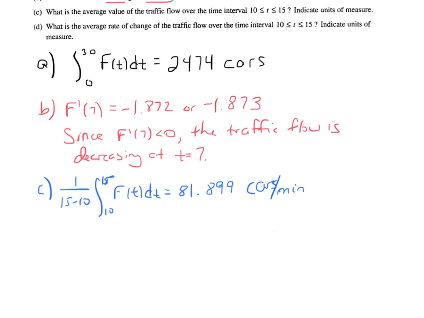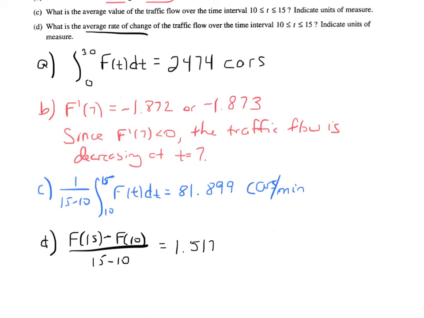Okay, D, what is the average rate of change of the traffic flow? So the average rate of change is our slope of the secant line. So again, we're using our calculator to evaluate these functions. You'll get this number or this number depending on whether or not you round. And now f is measured in cars per minute, but here t is in minutes, so we've got cars per minute squared.